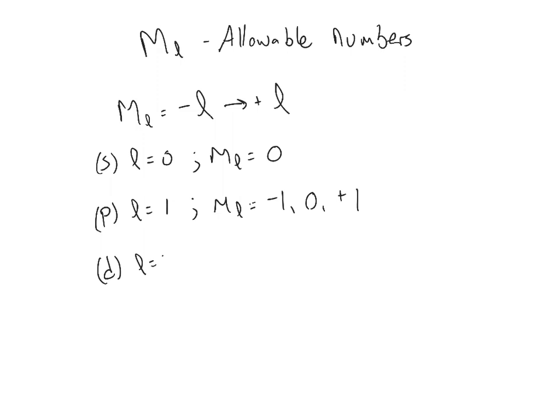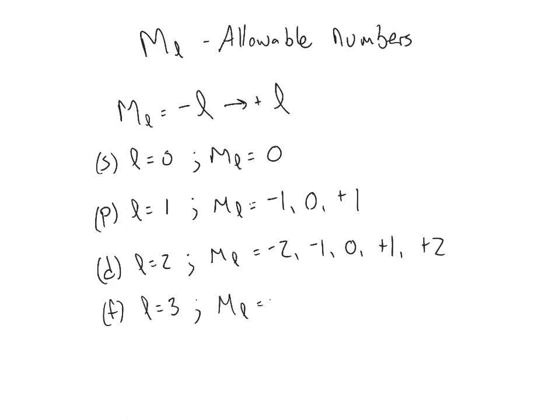A D sublevel with L equal 2, our m values negative 2, negative 1, 0, plus 1, and plus 2. And then our F sublevel can have m values negative 3, negative 2, negative 1, 0, and plus 1, plus 2, and plus 3. Now the important part here is not the numbers themselves. The numbers themselves are kind of meaningless to us. What is important is in each instance how many numbers there are.